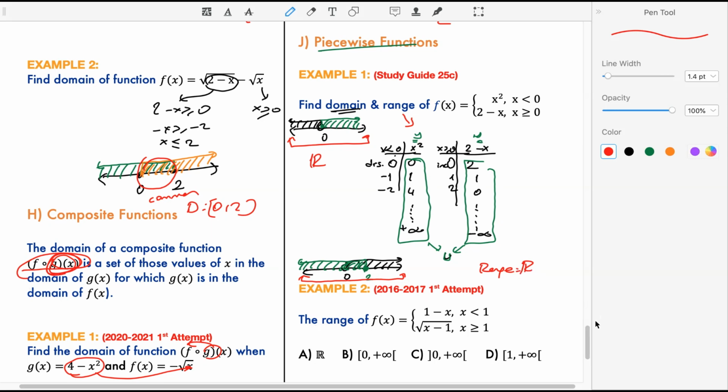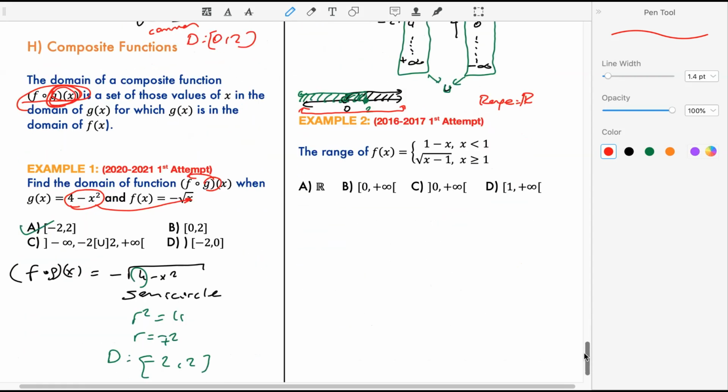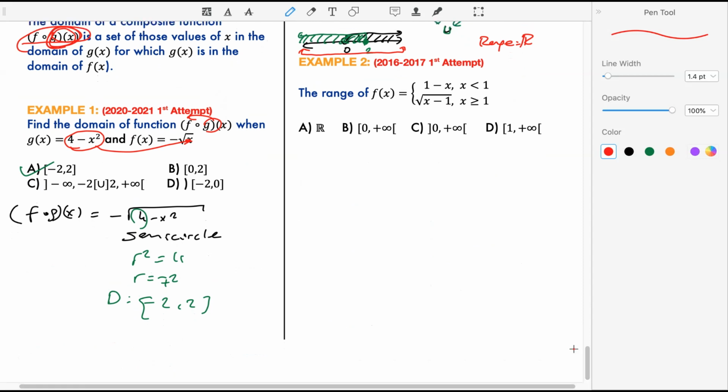All right. One last question, ministry question. It's asking about the range. So we're going to make a table. If you want, you can sketch the graph, but it's not necessary. Making table is enough. I need two tables. X is less than 1. So our y is 1 minus x. When x is greater than or equal to 1, our y is square root of x minus 1.